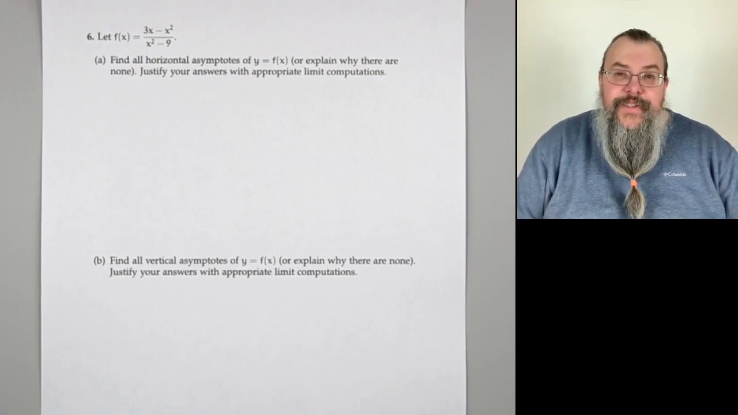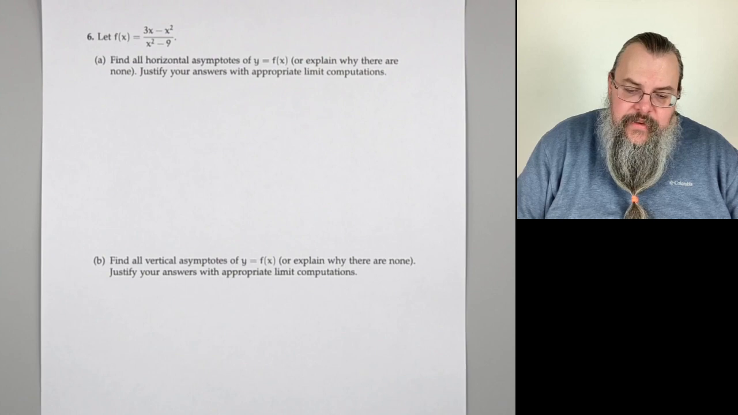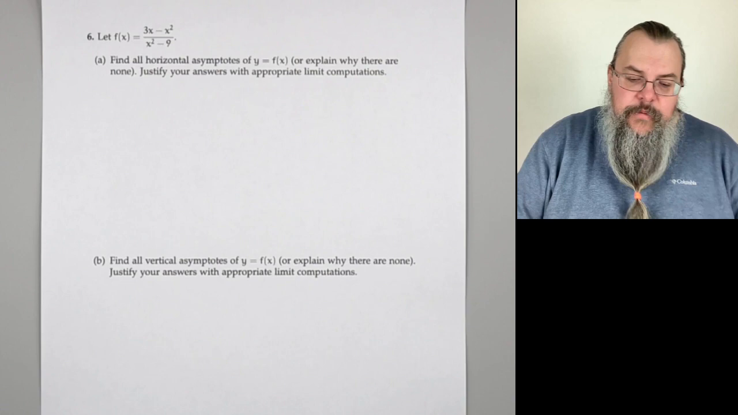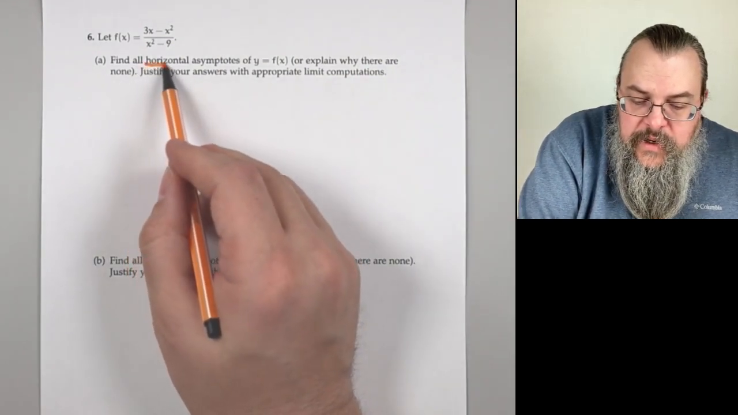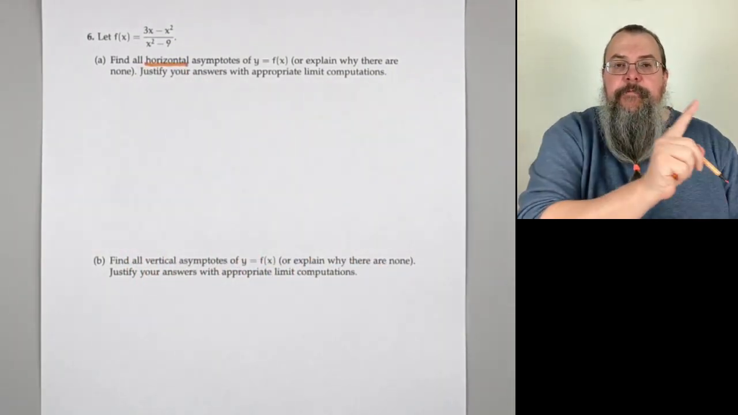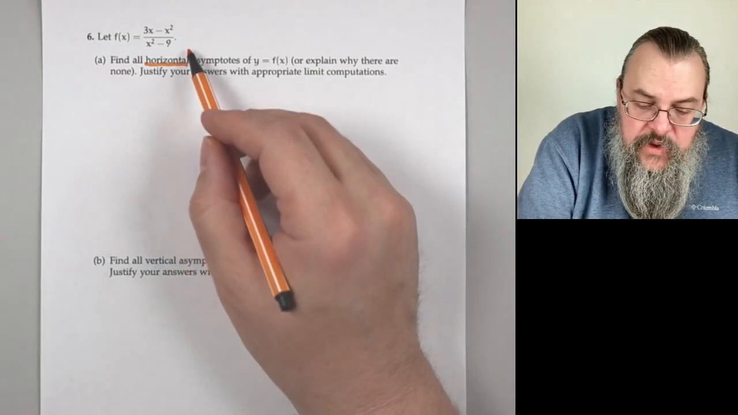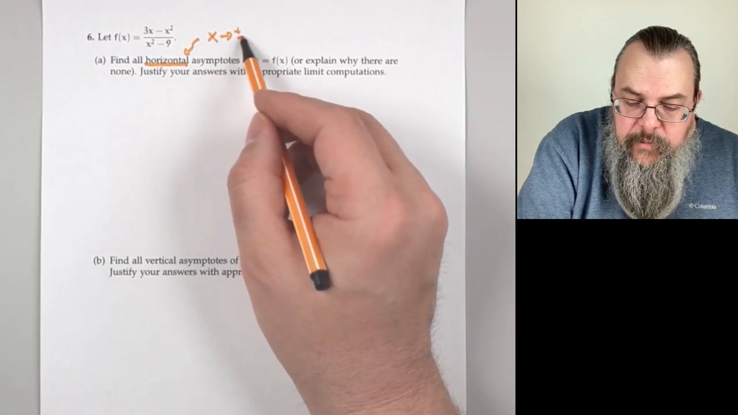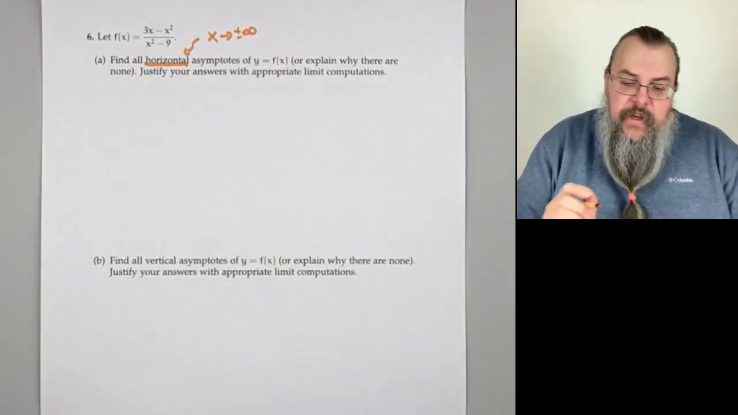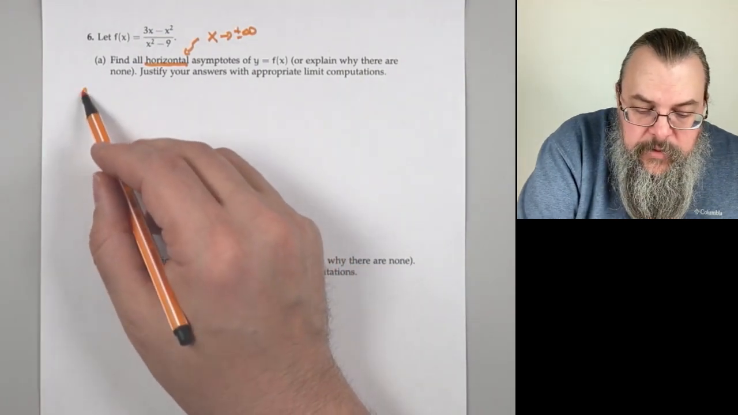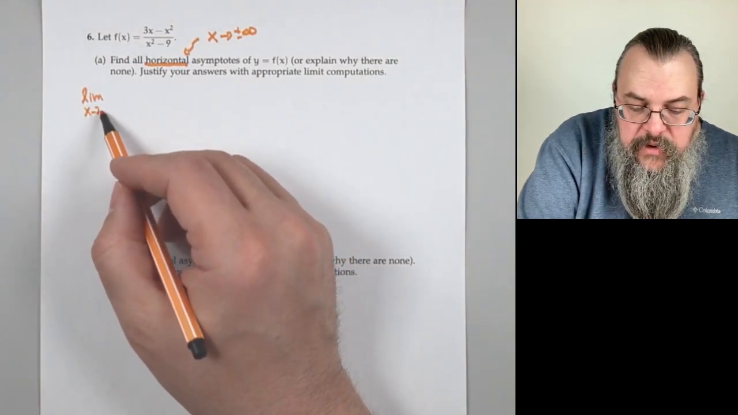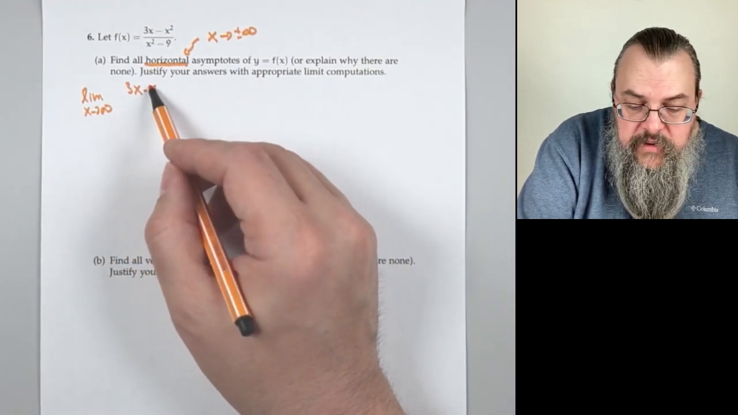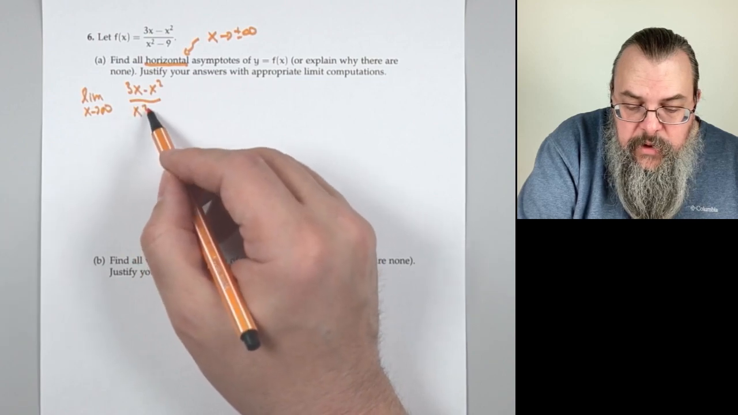All right, so let's start, right? Now, horizontal asymptotes. What does that mean? Well, horizontal is when we're going side to side. Now, when we're talking about horizontal asymptotes, that's saying we want the x going to plus or minus infinity. That's what we're after. Okay, so let's take a look. We're going to take a limit as x goes to infinity of our function, which is 3x minus x squared over x squared minus 9.